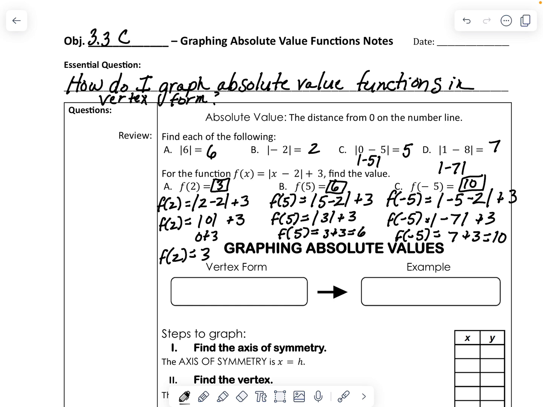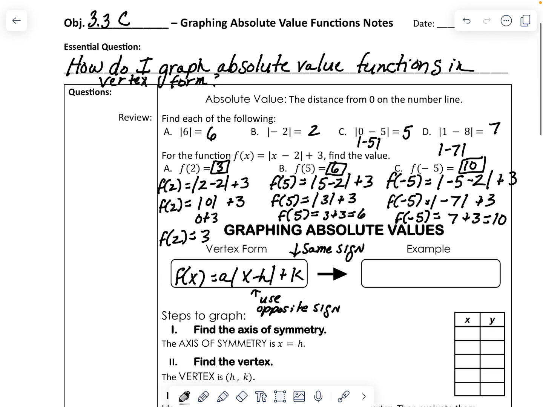All right. So let's look at the vertex form. So you're going to have f of x equals the absolute value of x minus h, plus k. So instead of parentheses, you're going to have your absolute value symbols. Again, with the h, you're going to use the opposite sign. Okay, and k, you're going to use the same sign.